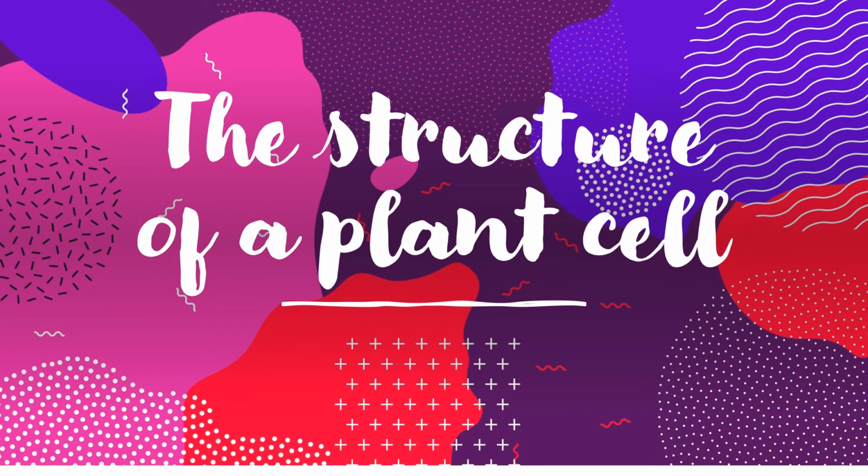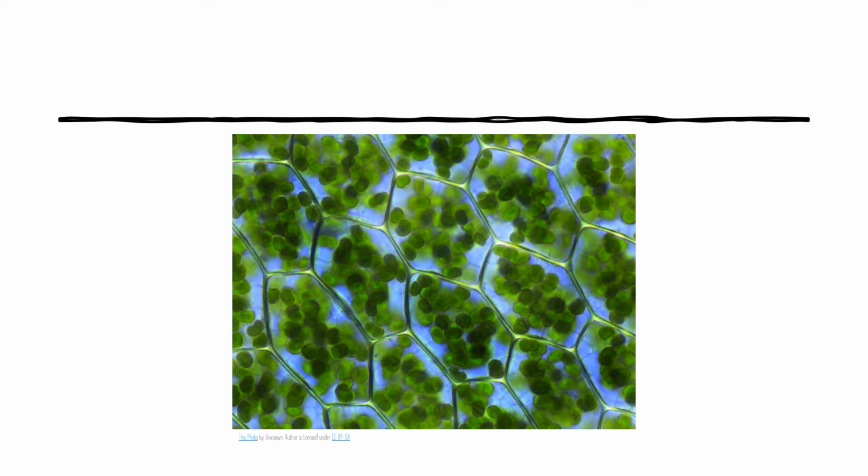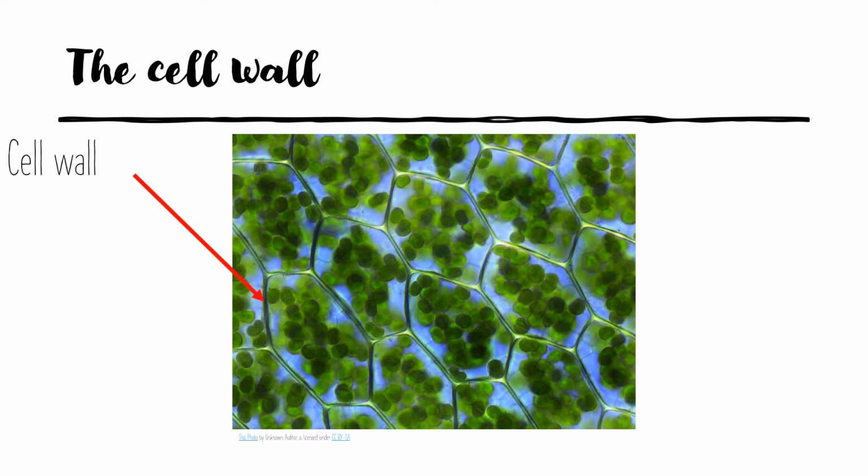Now we're going to talk about the structure of a plant cell. First, we'll be talking about the main part of a cell, the cell wall. The cell wall is this thick line we can see, and this one particular part is called one cell. Now we'll be talking about the cell wall.